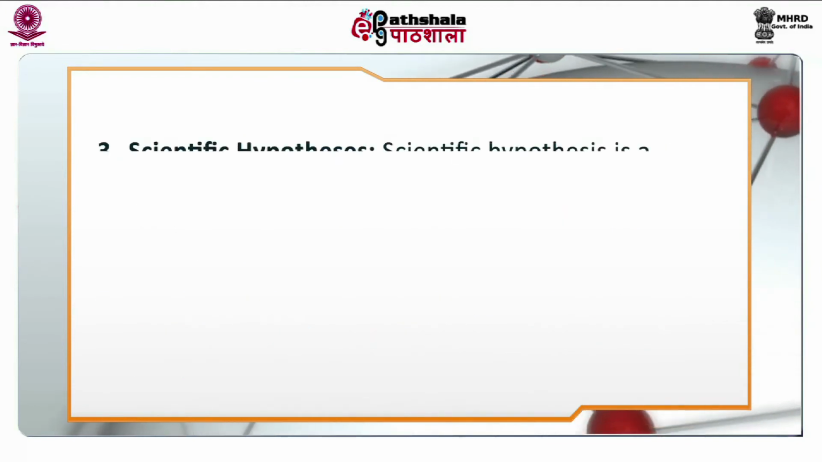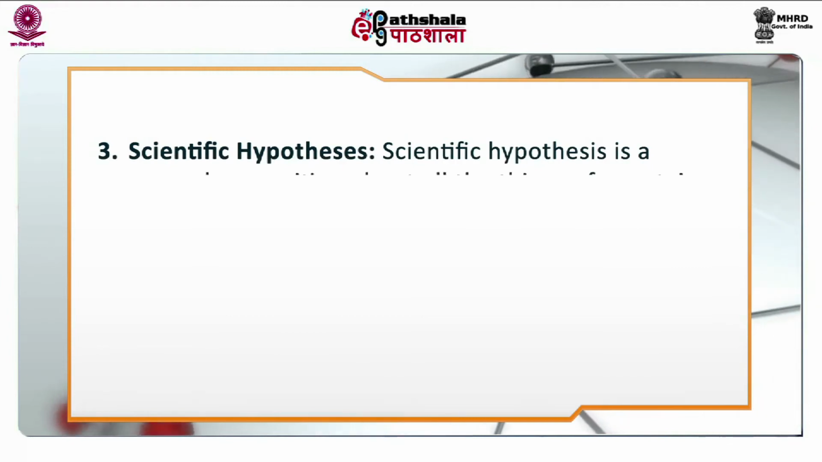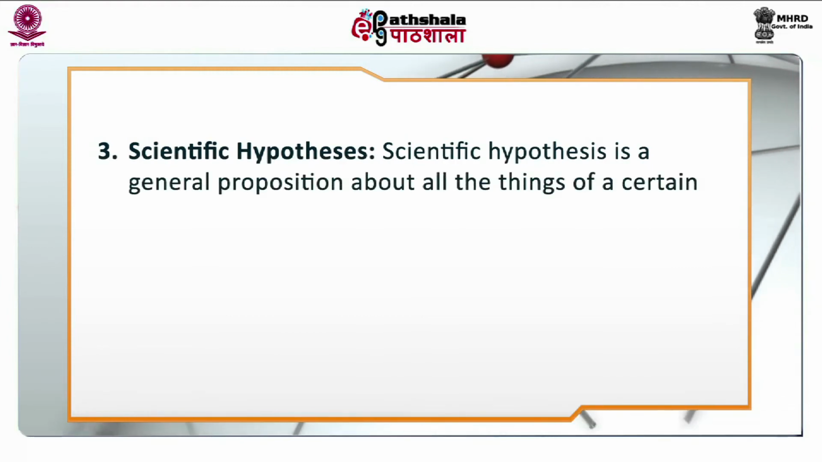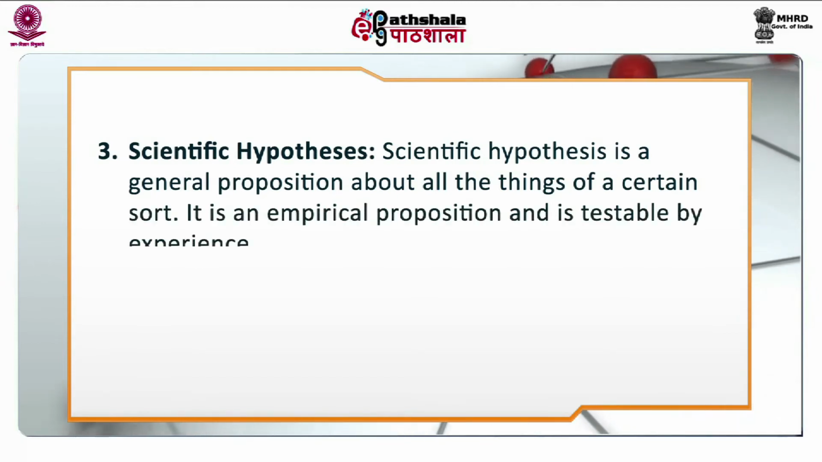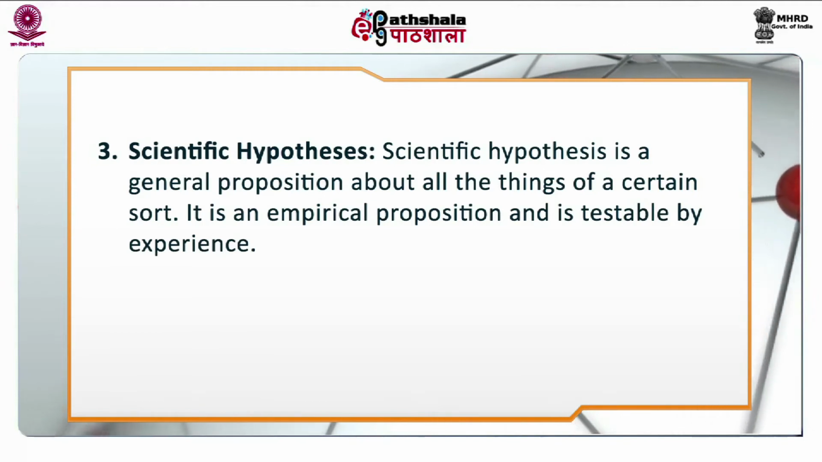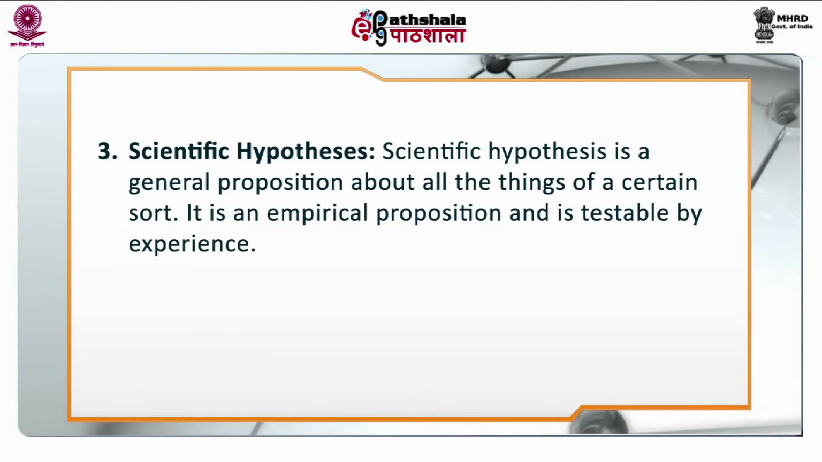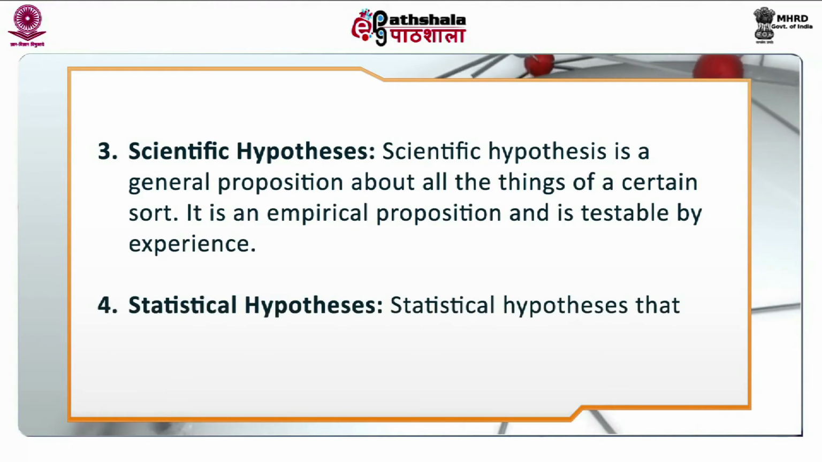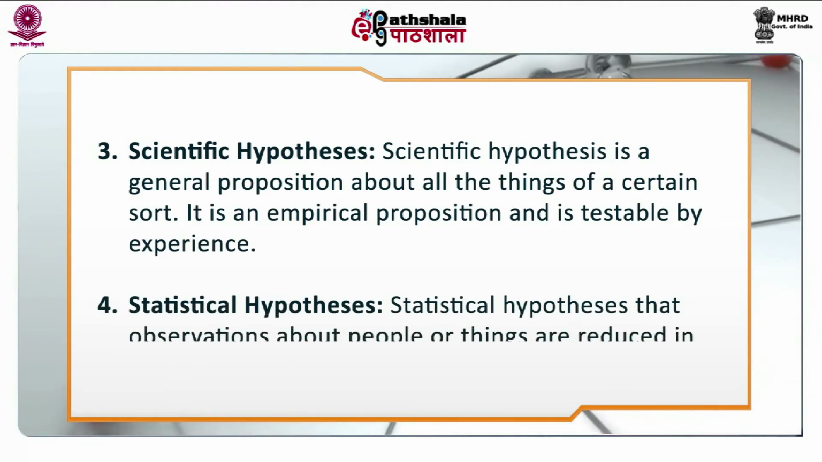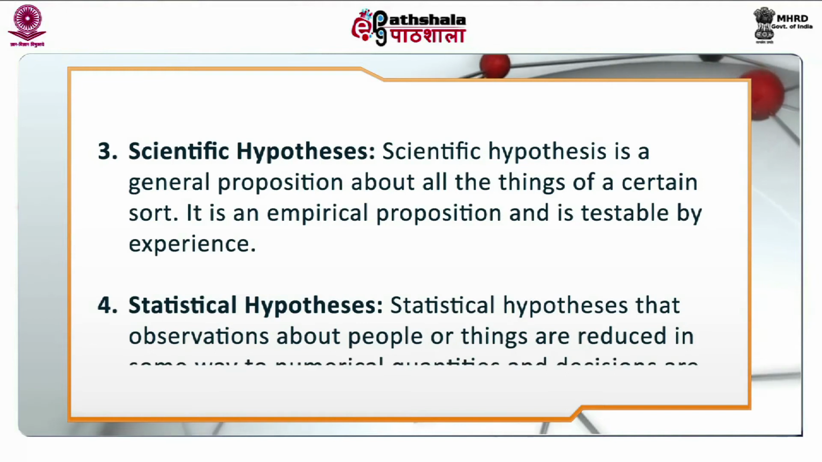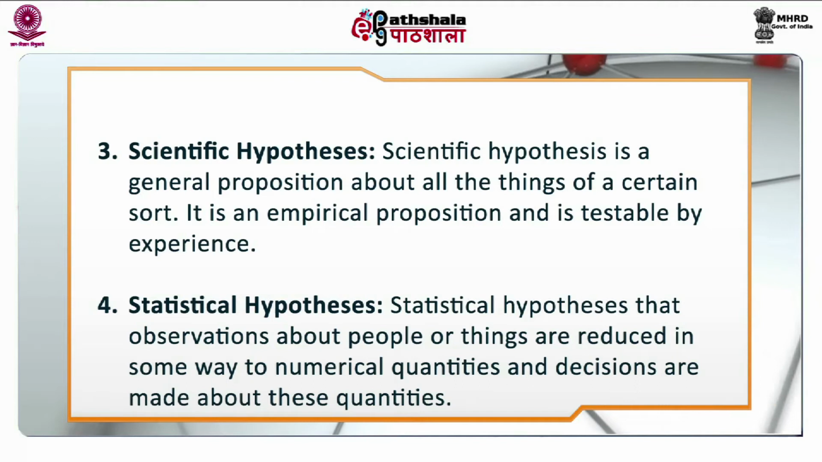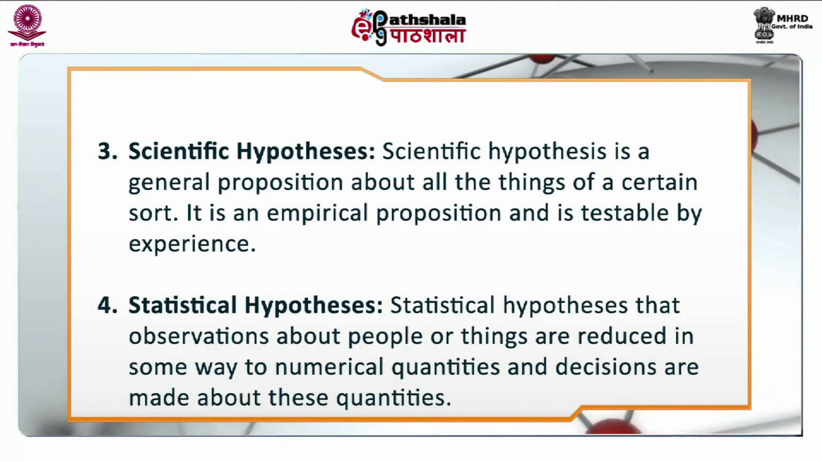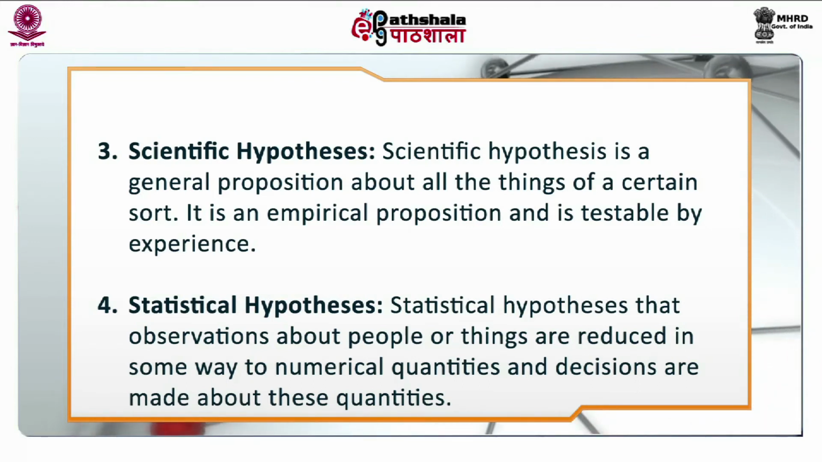And the third one is the scientific hypothesis. A scientific hypothesis is a general proposition about all things of a certain sort. It is an empirical proposition and it is testable by experience. And the fourth and last one is the statistical hypothesis, in which observations about people or things are reduced in some way to numerical quantities and decisions are made about these quantities.